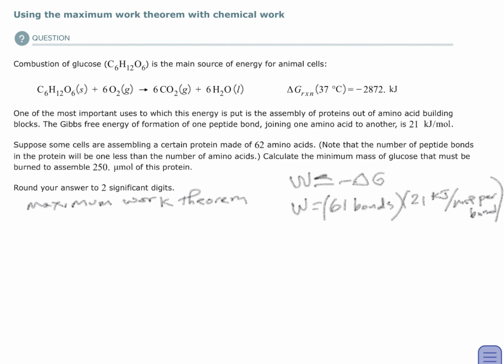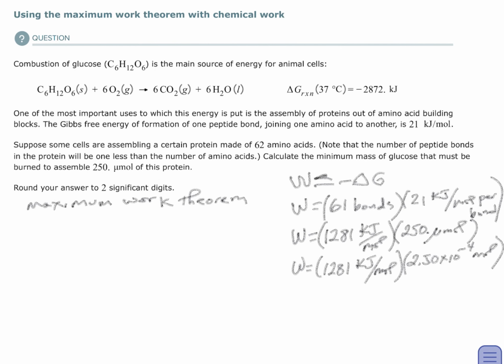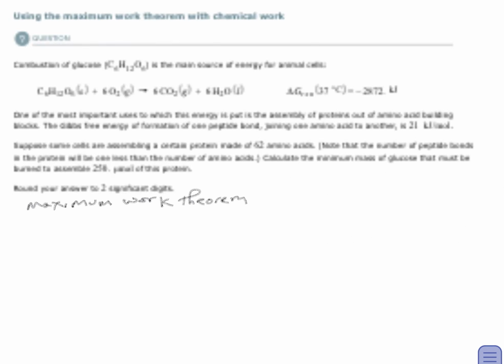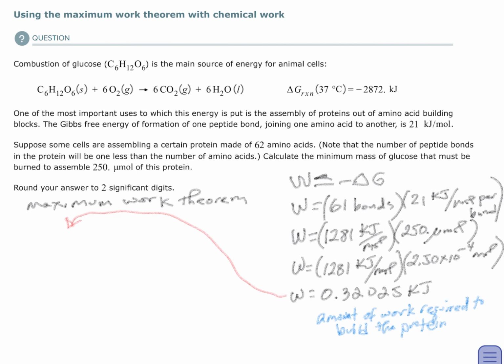First of all, I've got 62 amino acids. That means I've got 61 bonds. It tells us that it's 21 kilojoules per mole in order to join it together. So that's the work that's being done. And then it also tells me that I've got 250 micromoles of this protein. So don't be tricked. Make sure you put it into moles so that everything cancels. So that's 2.5 times 10 to the negative 4 moles. And then the work that I need to make those 61 bonds is 0.32 kilojoules of energy.